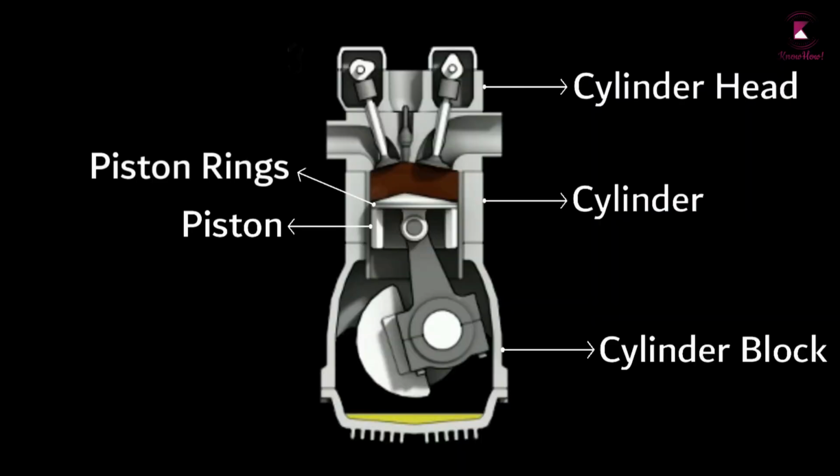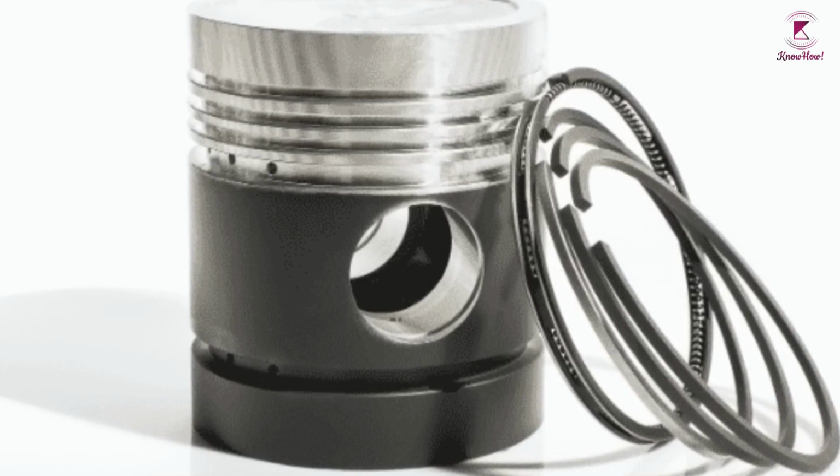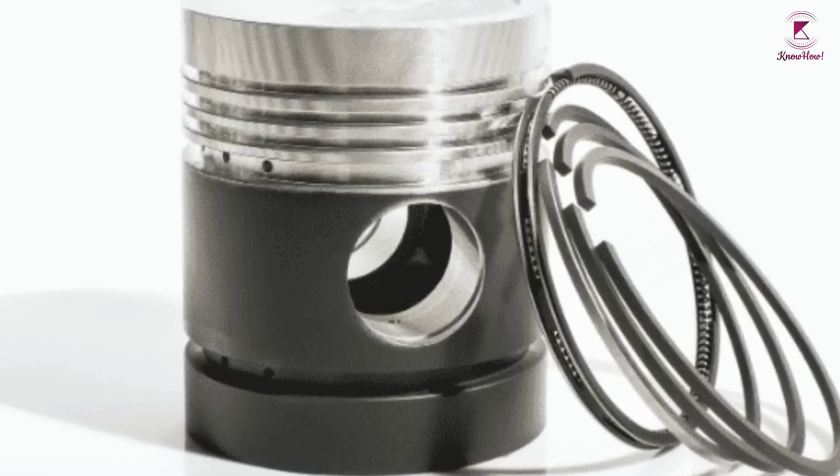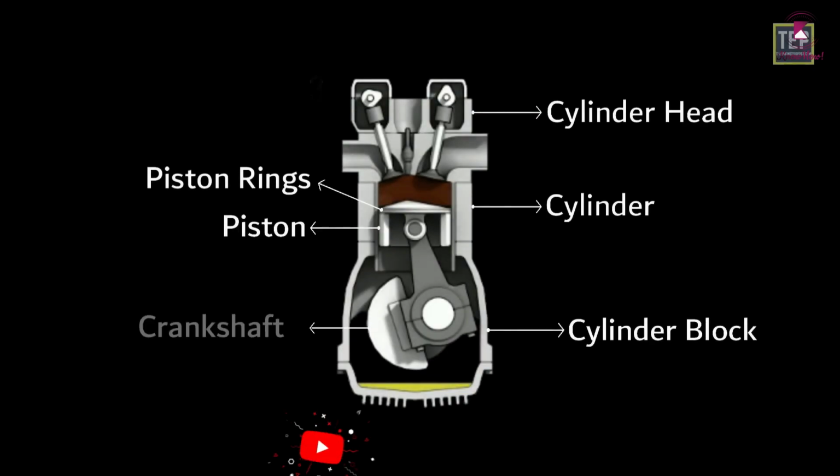Piston rings. The rings seal the compression gases above the piston, keep the oil below the piston rings. Connecting rod. It is a metal rod which connects the piston and the crankshaft. It transmits the power on piston to the crankshaft.